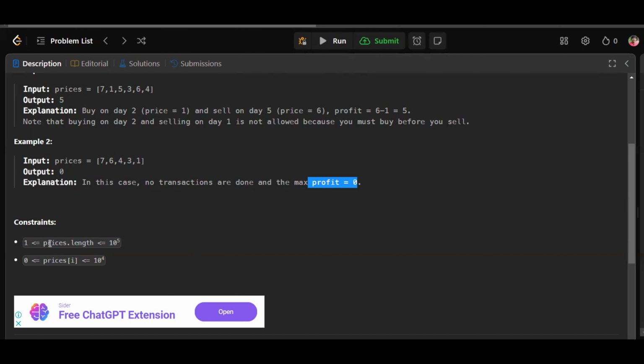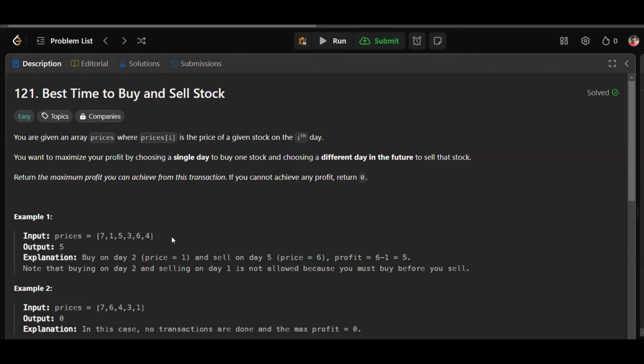Now the constraints are here. The length of the array can be between 1 and 10 to the power 5. And each array element can be between 0 and 10 to the power 4. I hope you understood the constraints. Now let's move on to the algorithm.